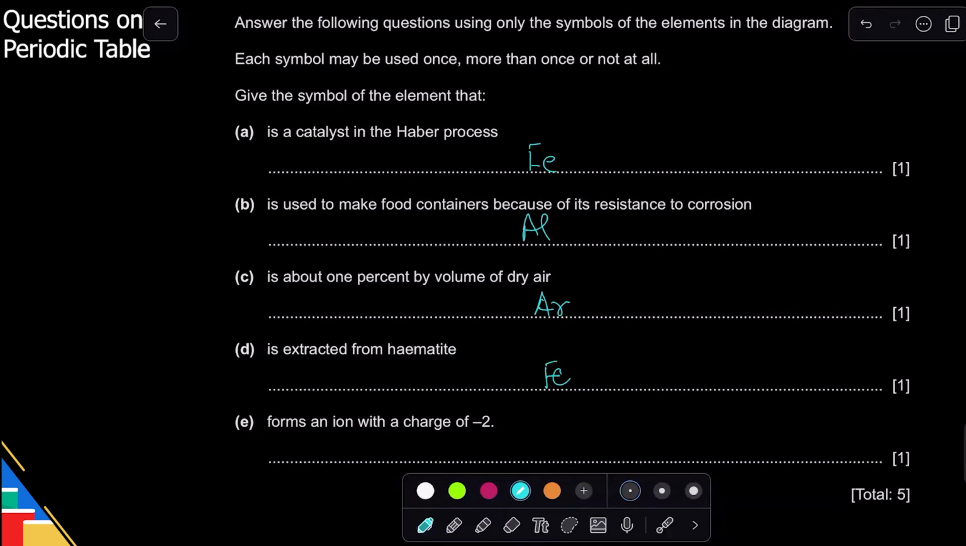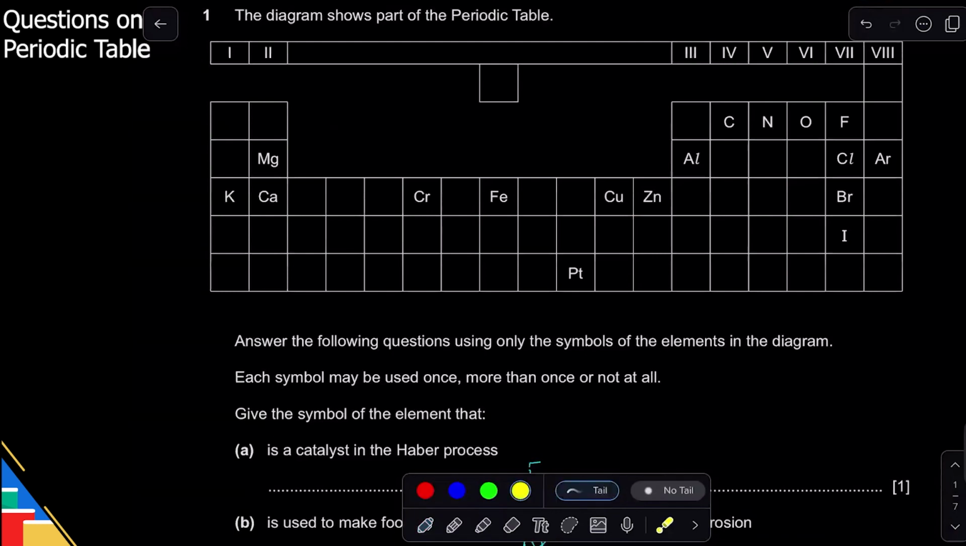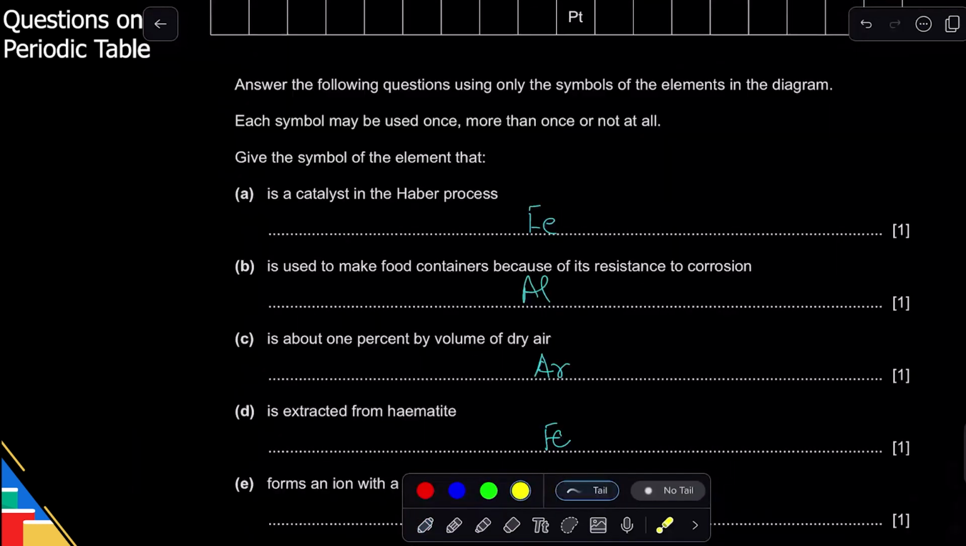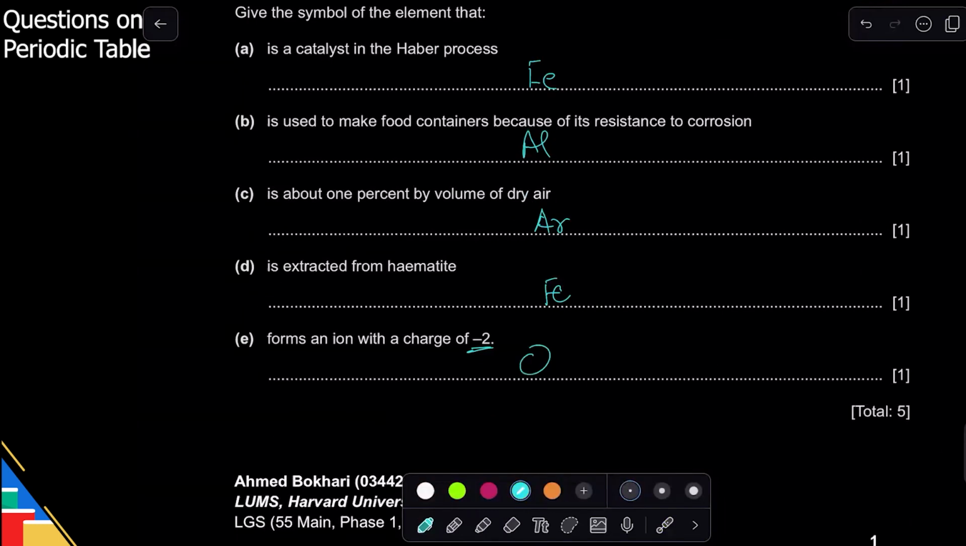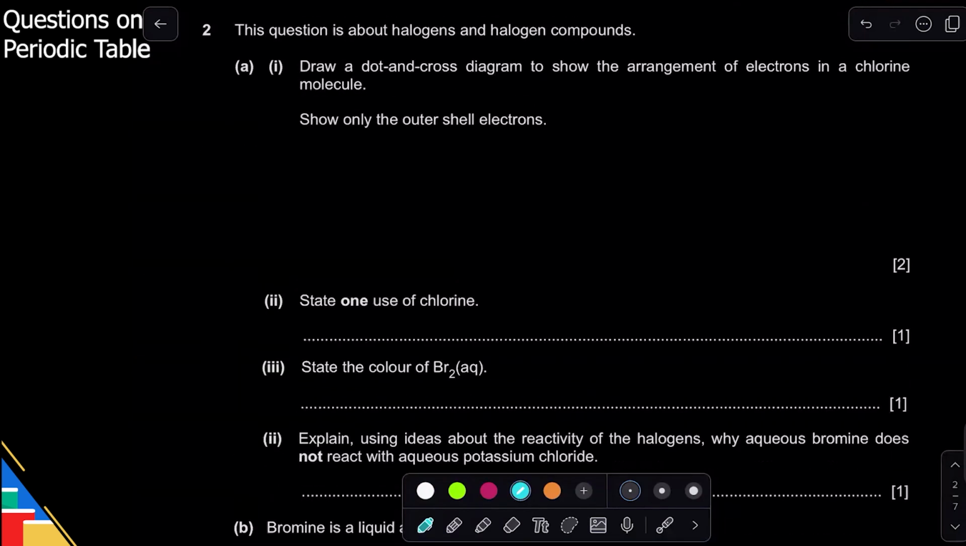Forms an ion with a charge of -2. -2 means it needs two more electrons. So that will be group 6. So the one that is given to us is oxygen. Although oxygen, sulfur, all of those in group 6 would do this, in our options we only have this. Moving on. Again, if you have any question, feel free to unmute yourself and ask me.